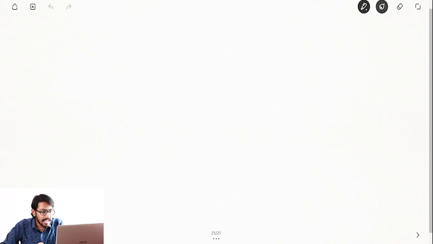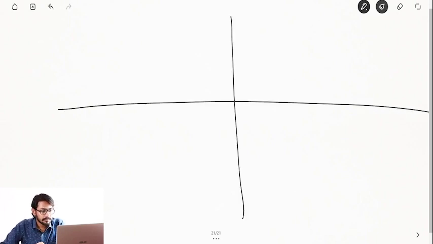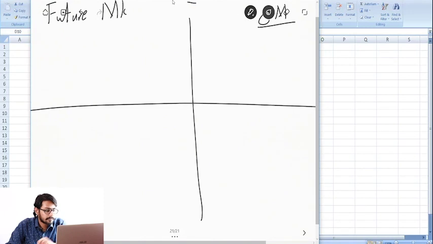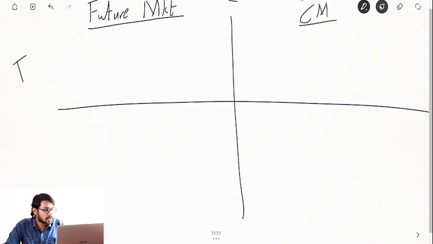Scenario 2, same cross I'm going to draw. Cash market, write down fully, okay? Please don't write abbreviations, I am lacking in space, okay? Future market, this is what happens if I write full. Okay, future market. So please bear with me. Today, and after 3 months.